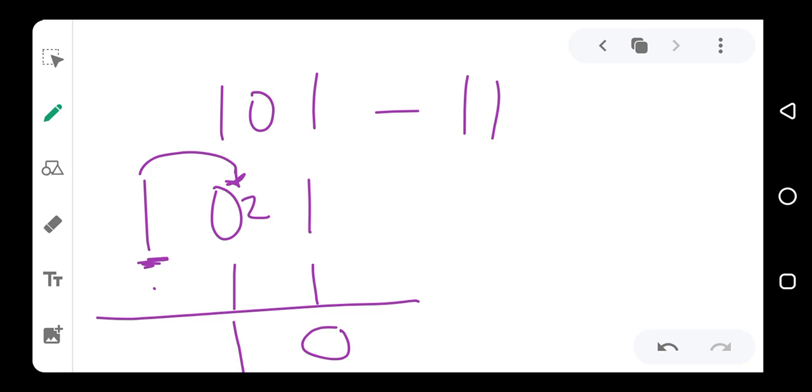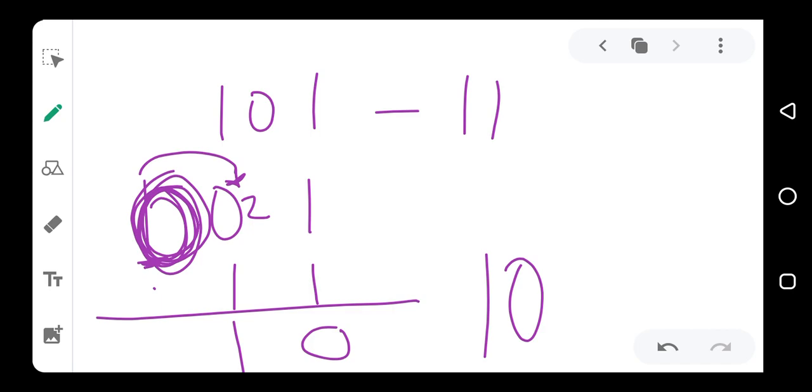And then this 0 here, we have already borrowed it. So here is now 0. There's nothing here again. So the answer becomes 1, 0. Now let's look at another example.